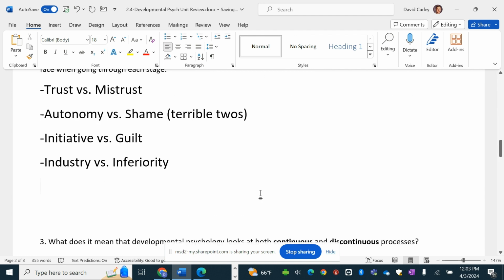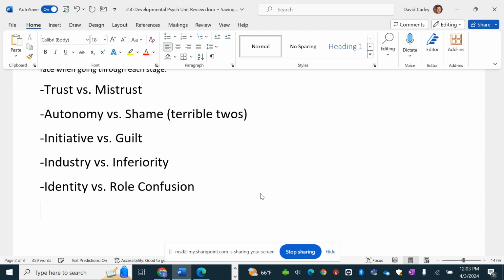Then you've got identity versus role confusion as you get out of that, and that's where you start going through, what are you going to do? Who are you? What's your purpose? What's your role within your family, with your friend group, in social contexts, things like that.